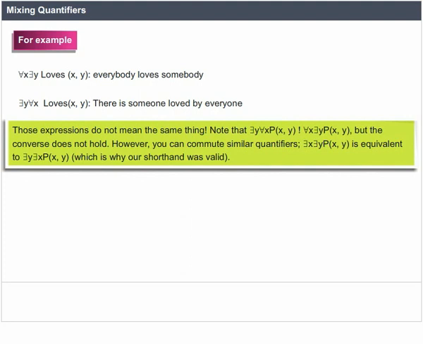Note that there exists y, for every x, P of x comma y implies for every x, there exists y, P of x comma y, but the converse does not hold. However, you can commute similar quantifiers. There exists x, there exists y, P of x comma y is equivalent to there exists y, there exists x, P of x comma y, which is why our shorthand was valid.